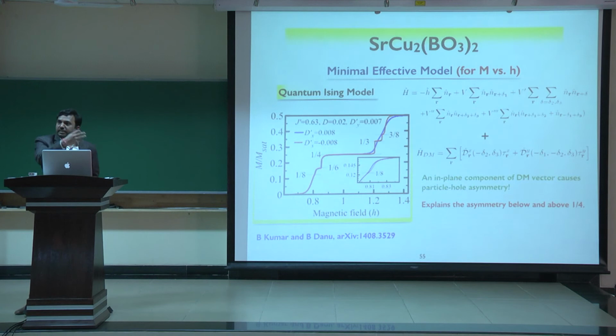It also tells that there is an underlying particle-hole relation which dictates that if there is 1 by 6, then there must be 1 by 3, and if 1 by 8, then 3 by 8, and so on. And it tells that the presence of DM interaction can spoil that symmetry and suppress some plateaus above 1 by 4. And one more thing it does, yeah, I'll not speak about that.